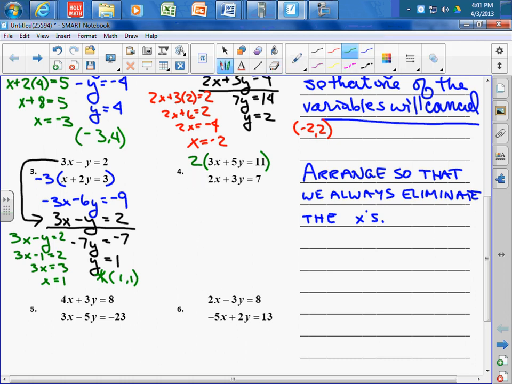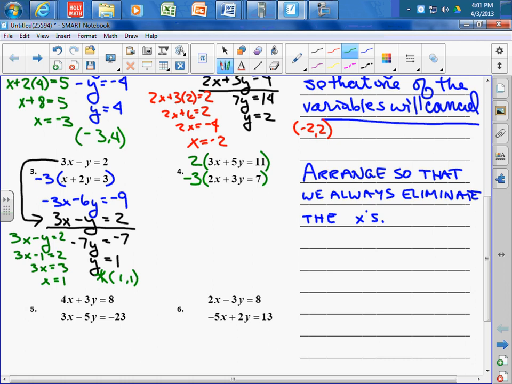And what would I need to multiply the bottom row by in order to cancel out the x's? Well, if I multiply it by 3, I'll get 6. So I'm going to have 2 times 3 is 6, and then 3 times 2 is 6. But I don't want both of them to be 6's. I want one of them to be a negative. I'm going to take my bottom row and multiply it by negative 3 in order to get negative 6.